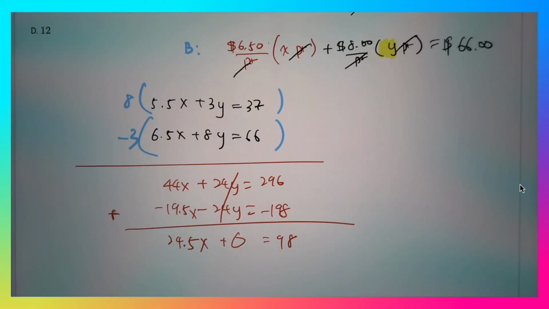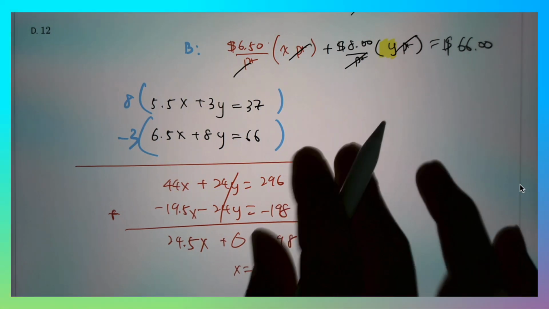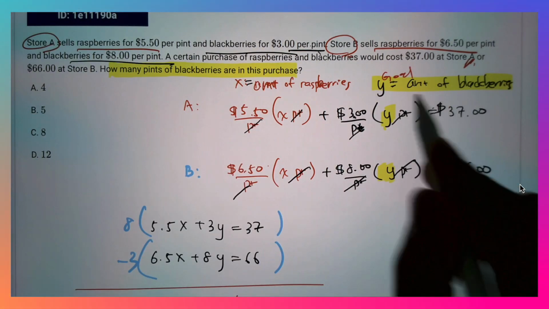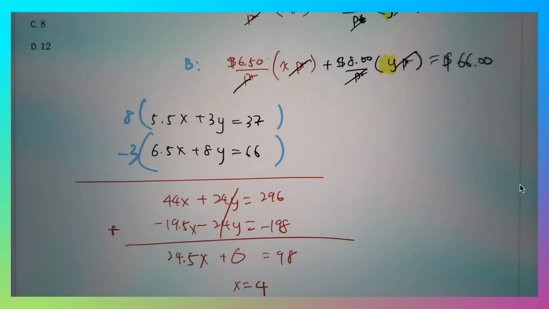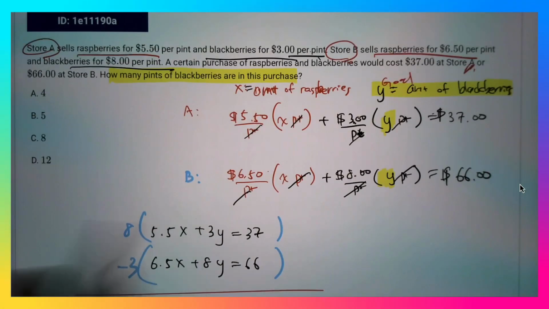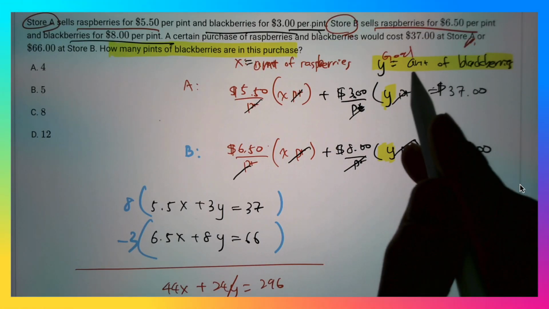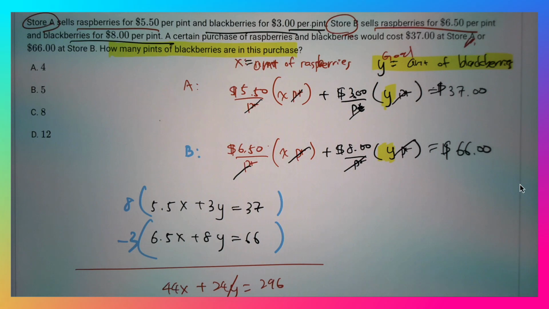So the last step is to divide 98 by 24.5, and we get x equals 4. But remember, I highlighted y. We want to know the number of pints, the amount of blackberries. So 4 is not the answer, and I knew it. College Board likes to set a trap on you guys. Okay, don't be the victims. Make sure you see this through, and we need to find the variable y here.